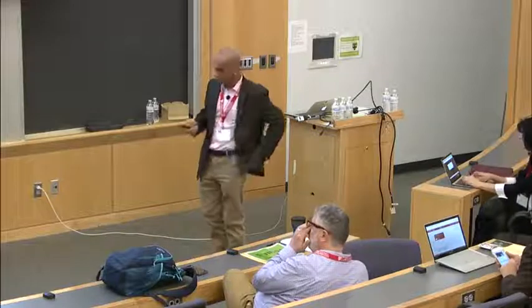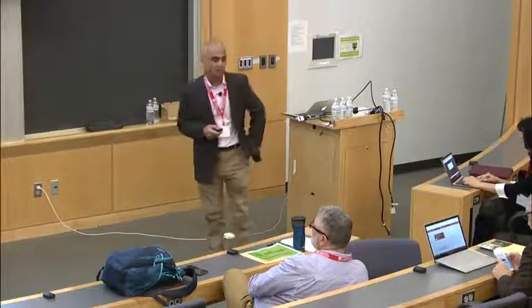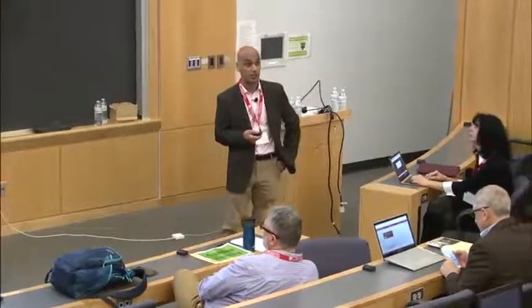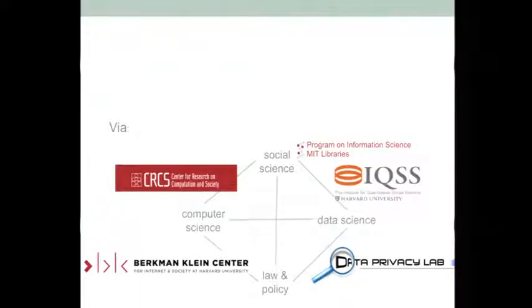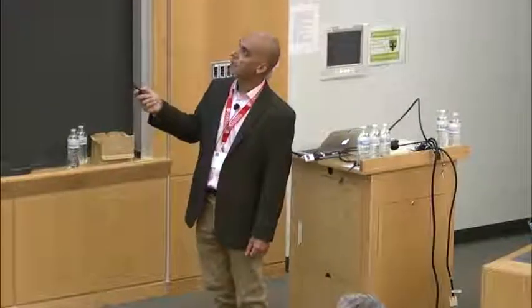To enable this, we have been working with several interdisciplinary centers that already exist here at Harvard. The Center for Research on Computation and Society, which is based here in the School of Engineering and Computer Science. The Berkman Klein Center for Internet and Society, a university center that was founded at Harvard Law School. The Institute for Quantitative Social Science, another university center founded in the government department, which itself houses the Data Privacy Lab, which has a long history of looking at the interaction between such privacy problems, technology, and law, as well as the Program on Information Science at MIT Libraries.